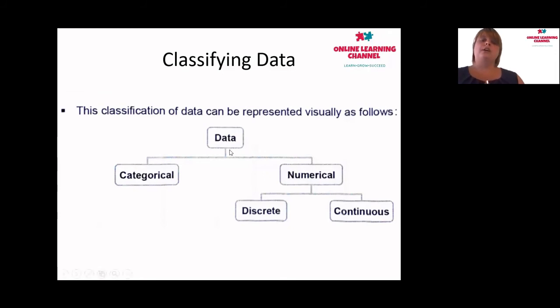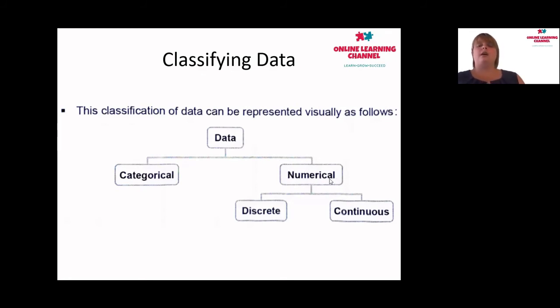So data has mainly two categories, namely categorical or numerical. So categorical is words, anything that has words in it. Gender, race, which town do you live in? That's usually categorical because it tells you a word, not a value.